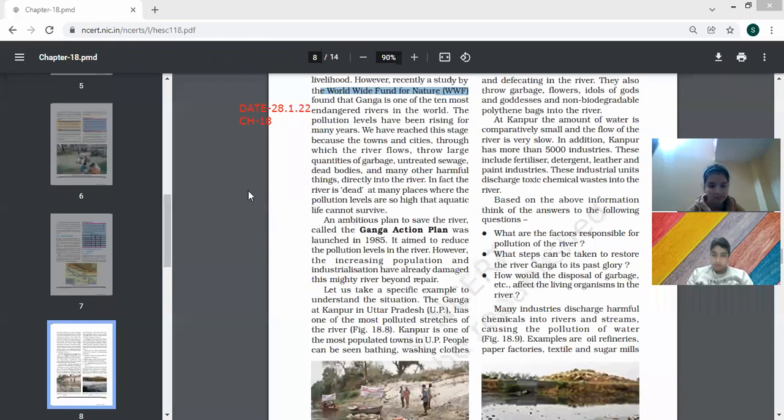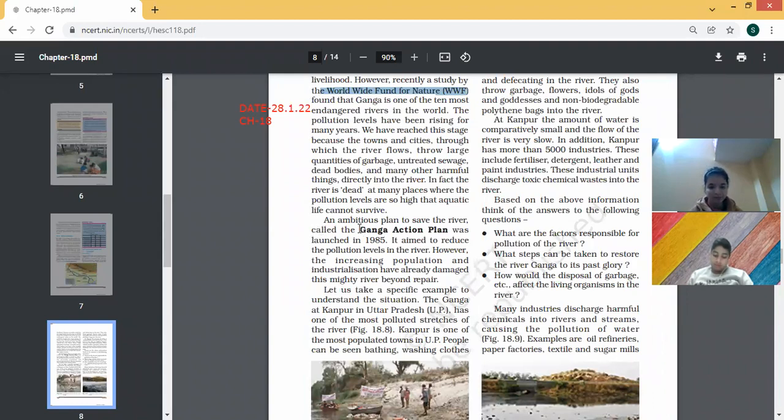Okay, beta, wait. This is the Ganga Action Plan. One question may be there. First of all, tick this. This question may be for 1 mark. World Wide Fund for Nature, WWF, the full form of it. Kindly mark it. Next, here in this paragraph, make one question.